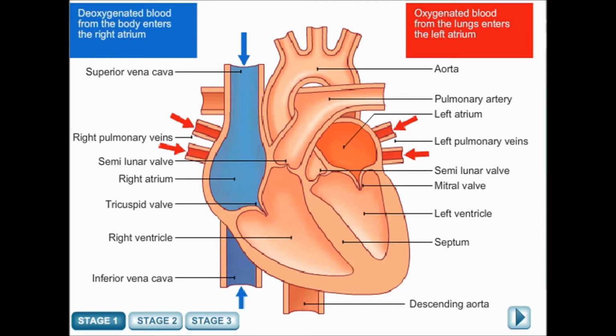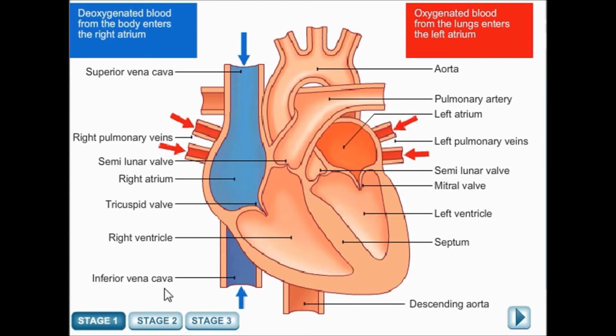So here's a really nice diagram of the heart. I'll take you on a journey through the heart from the perspective of a red blood cell. So it comes in through here, through the left pulmonary veins. Now this blood has just been to the lungs. So it's dropped off its carbon dioxide, it's picked up its oxygen, so it's bright red in colour, and it comes through here to the left atrium.